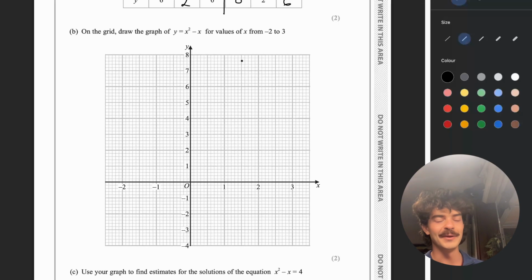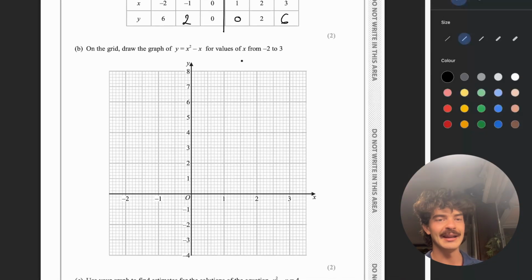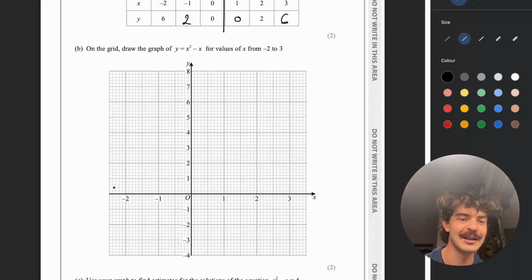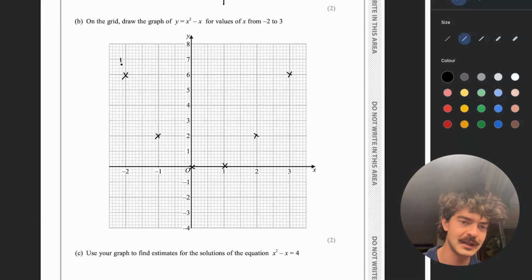And then we want to see on the grid all of these coordinates. So we can just quickly run through this. Minus 2 is at 6. Minus 1 is at 2. 0 is at 0. 1 is at 0. 2 is at 2. And 3 is at 6. There we go, something like this. Good. I'll do my best to draw it. There we go.